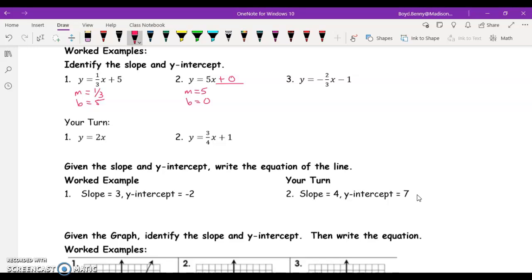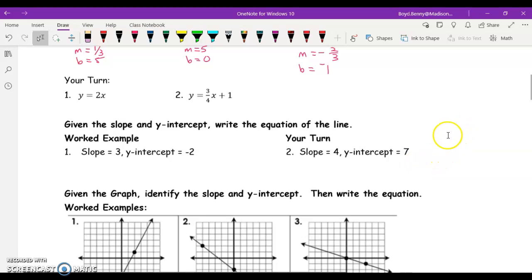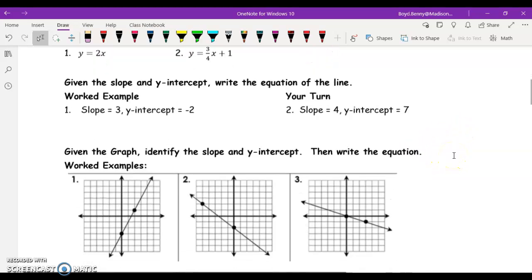For example, number 3, the slope is negative 2/3, and the y-intercept is negative 1. So that is minus 1. That makes that a negative 1 y-intercept. I'm going to skip the your turns because we did plenty of those in the last lesson.